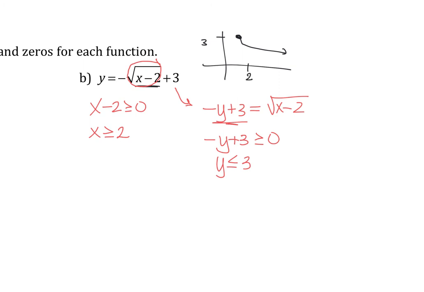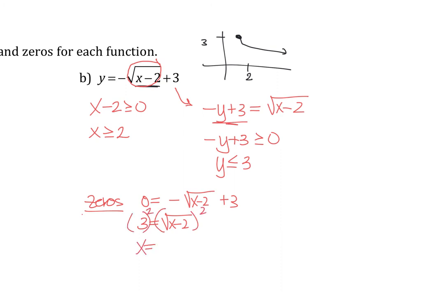So for zeros here, I'm going to take y and make it 0 and solve for x. So we get 3 equals root x minus 2. When you're solving these, you need to be careful here. Make sure that you're checking that this here is positive, equal to your square root. Otherwise, if it's negative, you're going to have no zeros. So here I'll square both sides. So I get x equals 11.